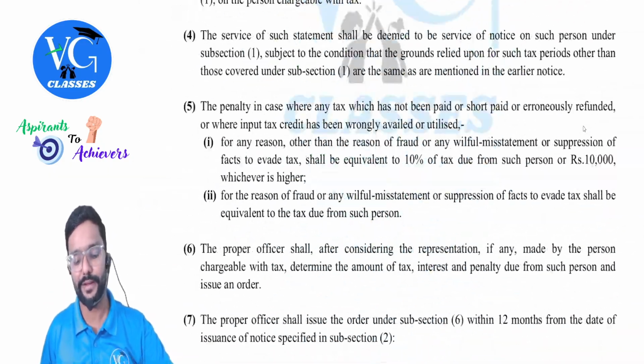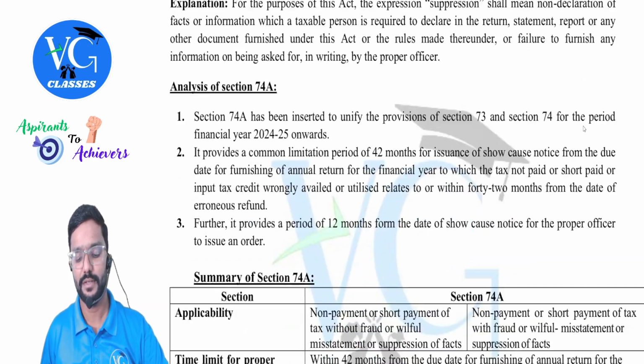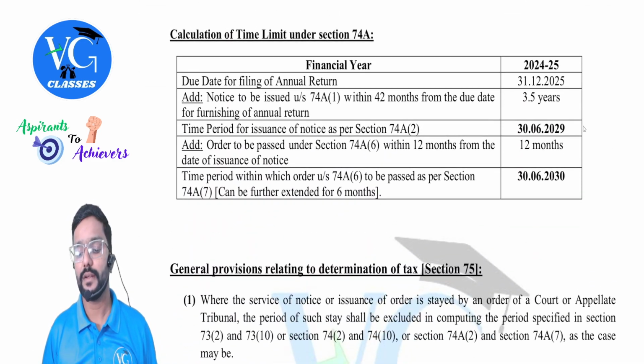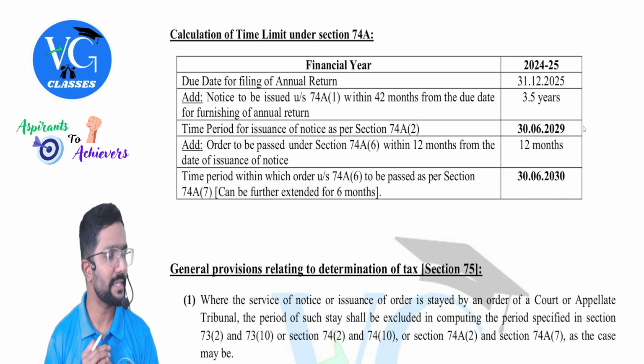Same way 74A also had some time limit. Yes, sir. But this is a straight line here. What is it? Sir, from the due date of filing within 42 months, the notice has to be issued and within 12 months from there, the order has to be passed.